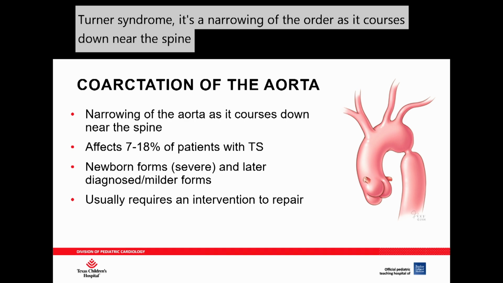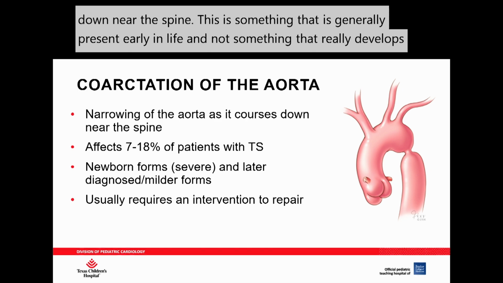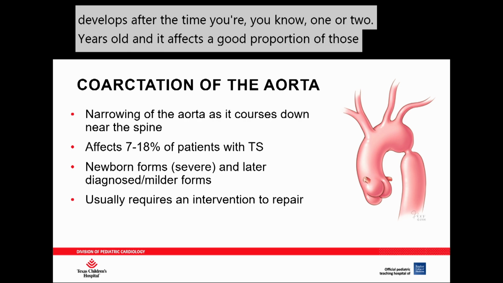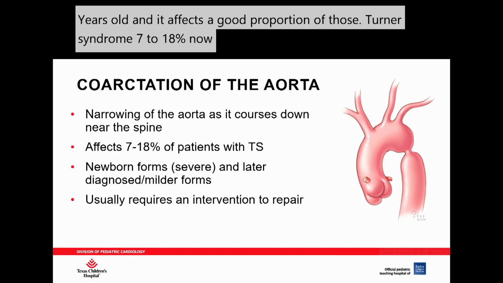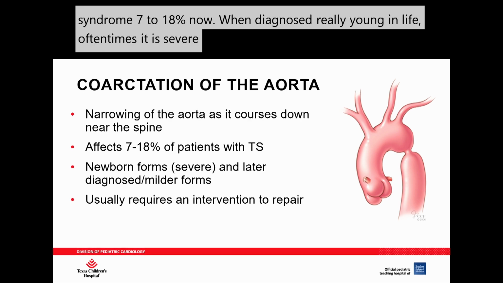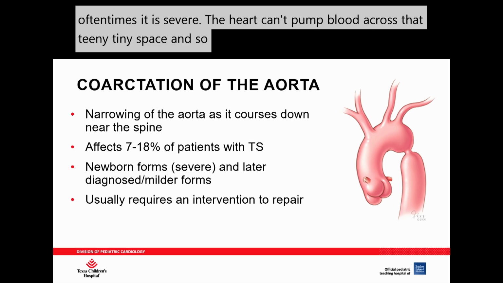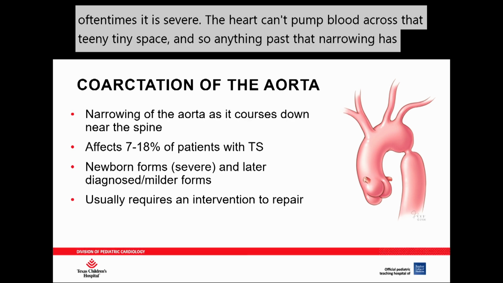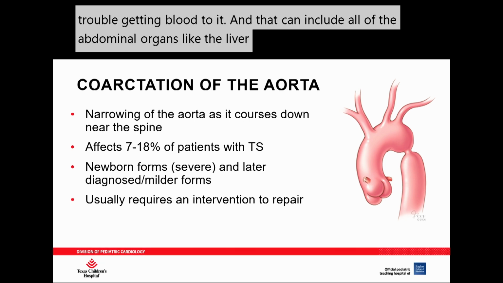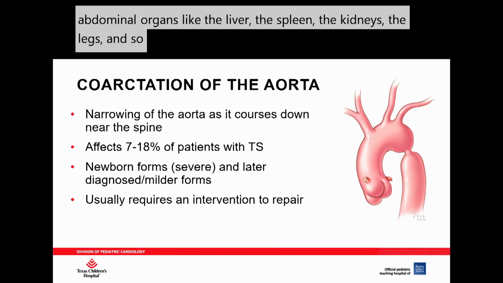This is generally present early in life and not something that really develops after you're 1 or 2 years old. It affects a good proportion of those with Turner syndrome, 7 to 18%. When diagnosed really young in life, oftentimes it is severe. The heart can't pump blood across that teeny tiny space, and so anything past that narrowing has trouble getting blood to it. That can include all the abdominal organs like the liver, the spleen, the kidneys, and the legs. And so it usually requires an intervention to repair.